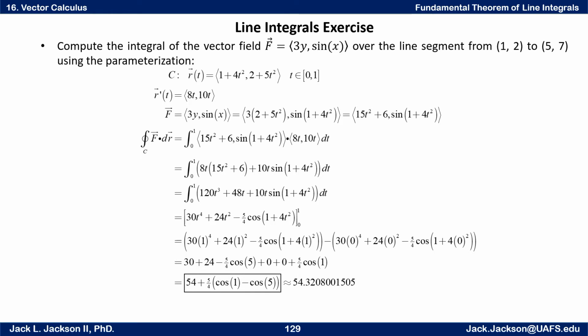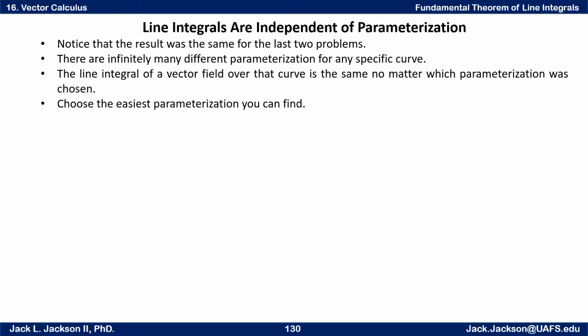Okay, so notice that the result was the same for the last two problems. There are infinitely many different parameterizations for any specific curve. The line integral of a vector field over that curve is the same no matter which parameterization was chosen. So you can choose the easiest one you can find. For example, if it's a line, just use that standard parameterization that we talked about. Now, I'm not saying you can change the path here. We're just changing the parameterization of that path.